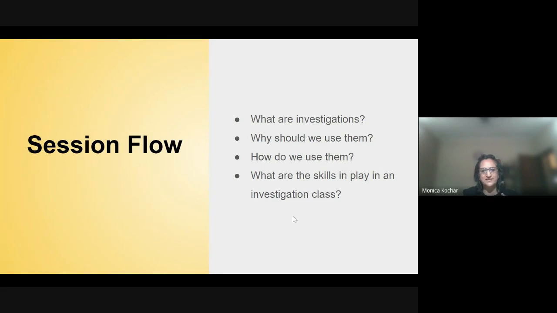So I think it would be important to know what are investigations and how do we use them. But it would also be important to know exactly what are the skills which any teacher needs, what are the skills that students develop when investigations are used, and then one can do a bit of a mapping: do I have these skills or do I need to learn them? And then the learning curve kind of keeps growing.